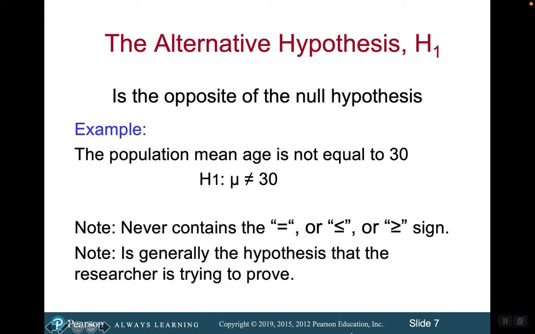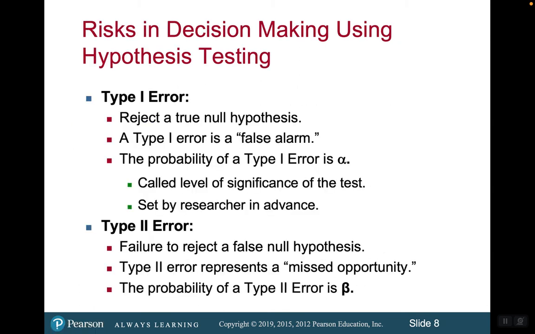Generally, we describe the alternative hypothesis as what we're trying to prove. There's a couple of things as we're looking at this: the risks we have associated with decision making using hypothesis testing. So we have type 1 errors and type 2 errors.